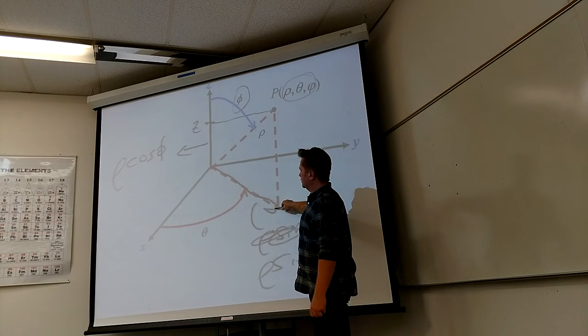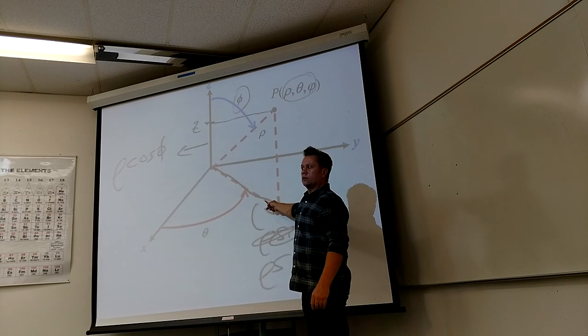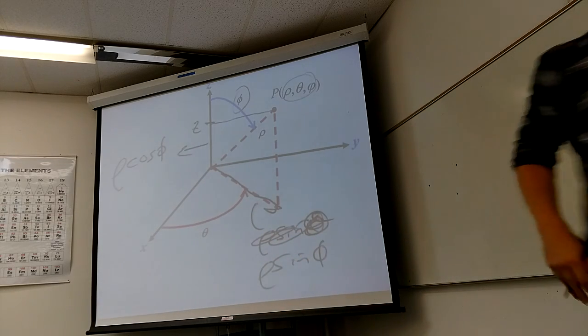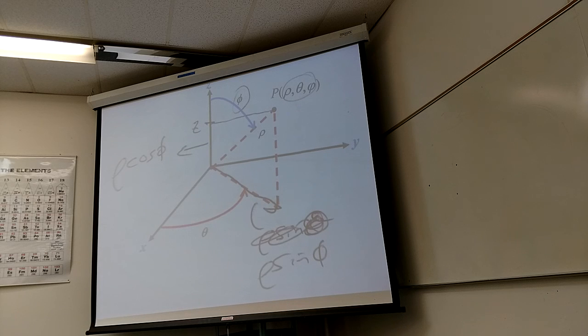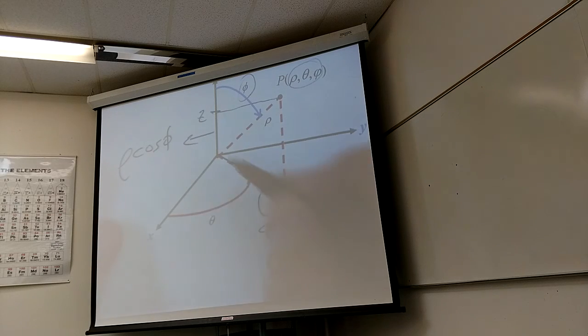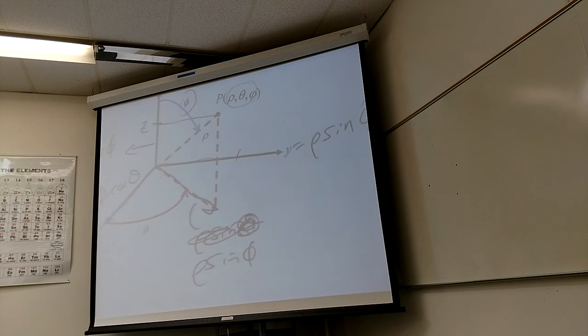And of course, how am I going to get the x and the y pieces? I'm going to have to take that shadow and break it up into two parts, the x piece and the y piece. So this is now rho sine phi. What's the x piece going to be? Rho sine phi cosine theta. And y is going to be rho sine phi sine theta. Whoa!